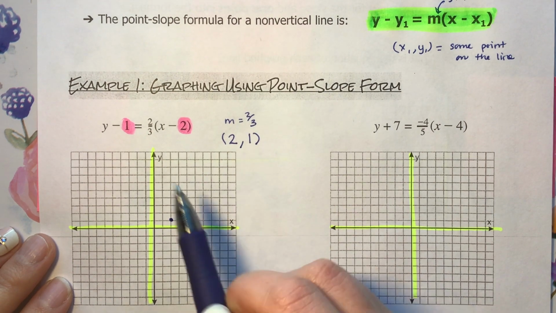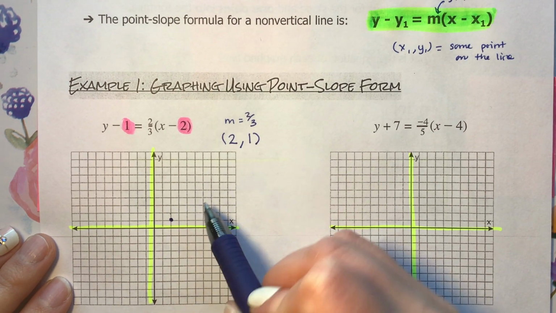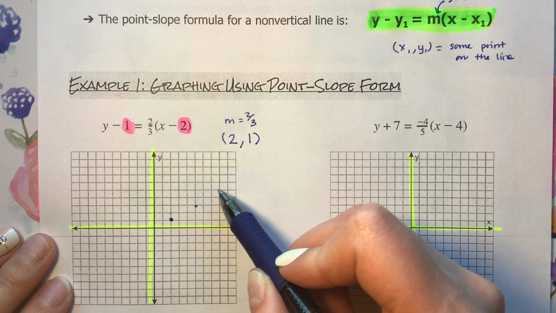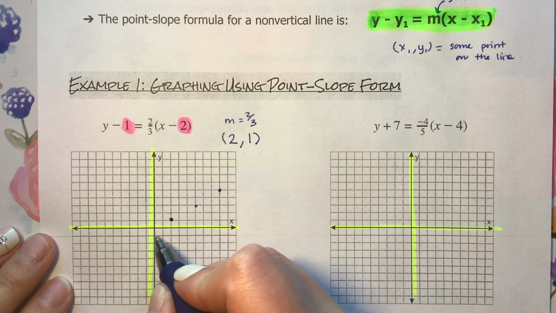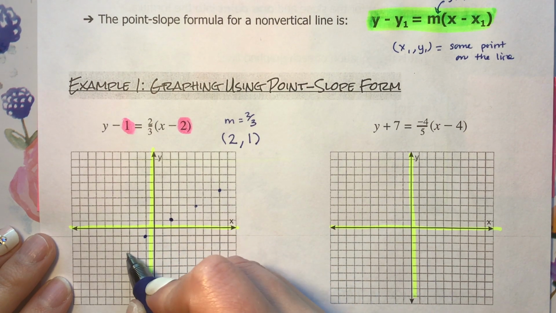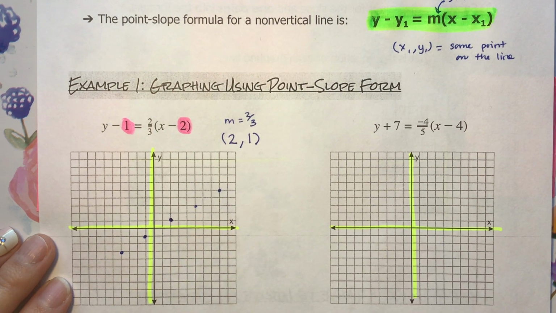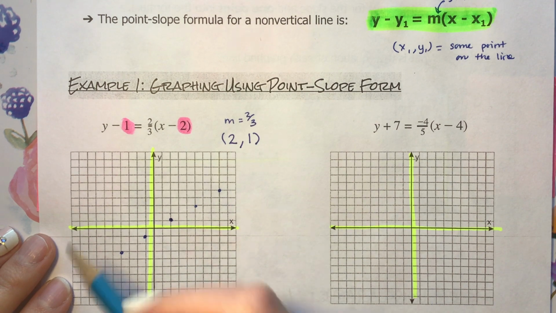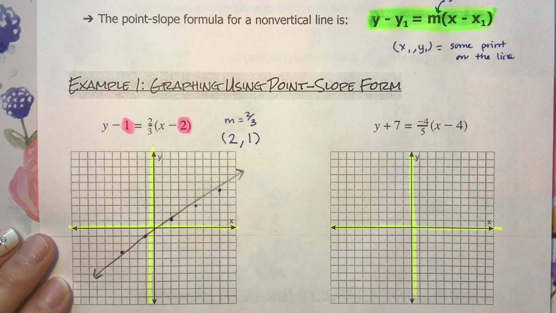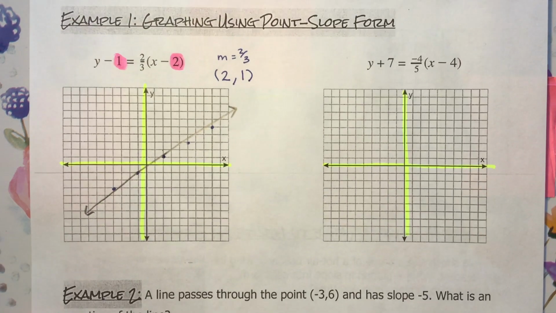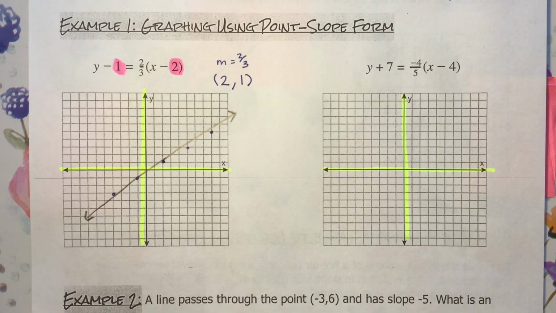So slope is rise over run. So I'm going to go up 2 over 3, up 2 over 3. And then I'll do some in the opposite direction, down 2, backwards 3, down 2, backwards 3. Okay, so after I have a couple points, I'm now going to connect them. I missed a little bit, but whatever. Okay, let's do that again.